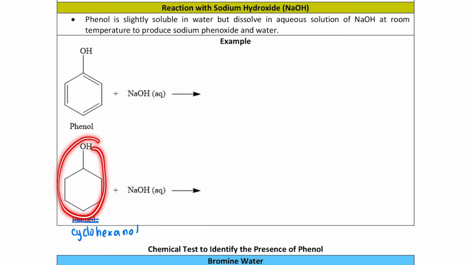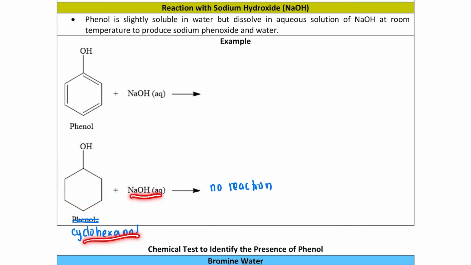Okay, so dia less acidic. Lagi water tu lagi acidic daripada this alcohol. So ini base, so dia tak dapat nak react. So over here kita boleh tulis no reaction. Okay, so maksudnya if you take aliphatic alcohol, any aliphatic alcohol reacted with NaOH aqueous, no reaction lah.